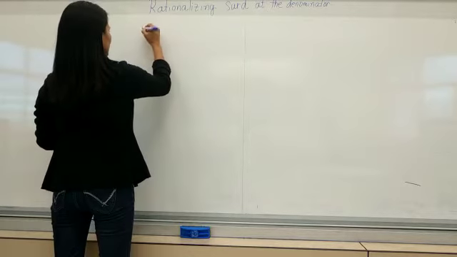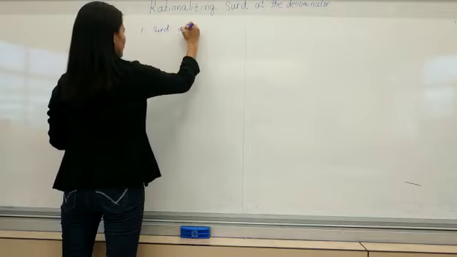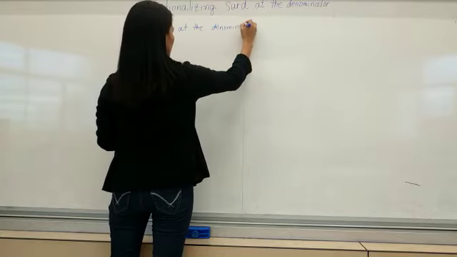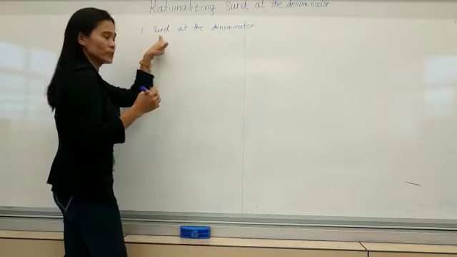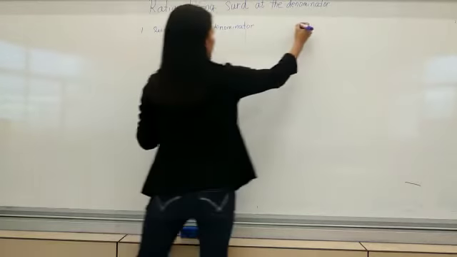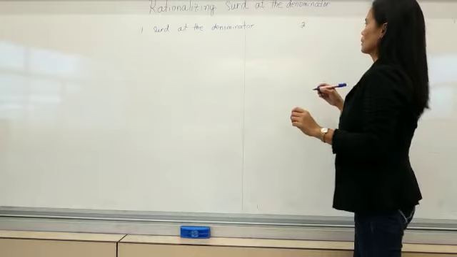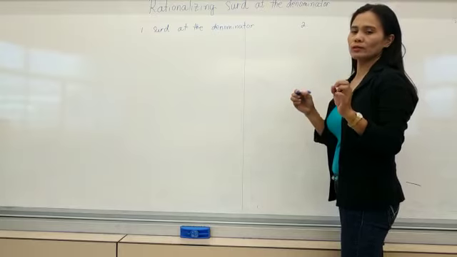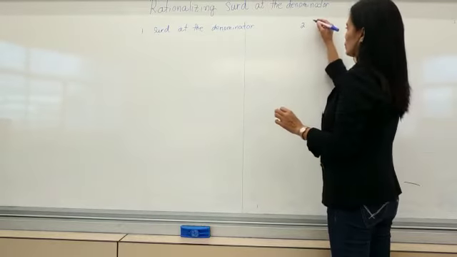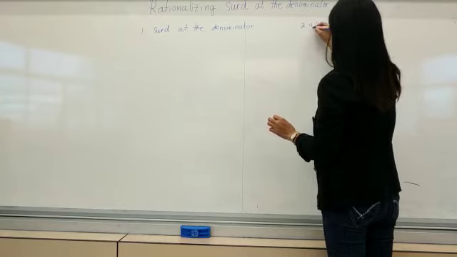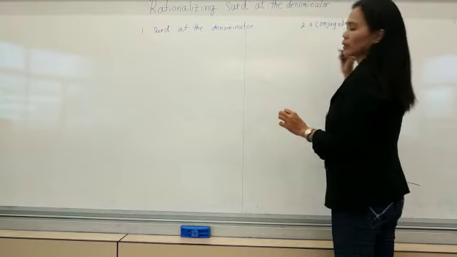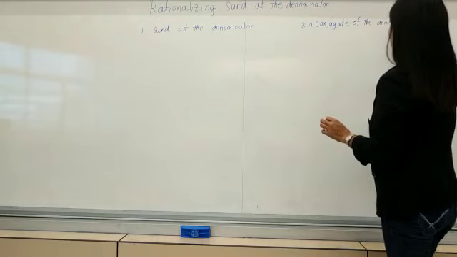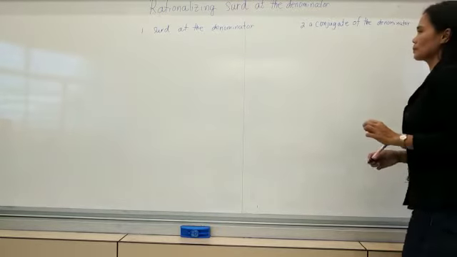We have to take a look at the surd at the denominator. We are going to rationalize the surd at the denominator. And the second one is we are going to use the conjugate of the denominator, or we have to have the conjugate of the denominator.